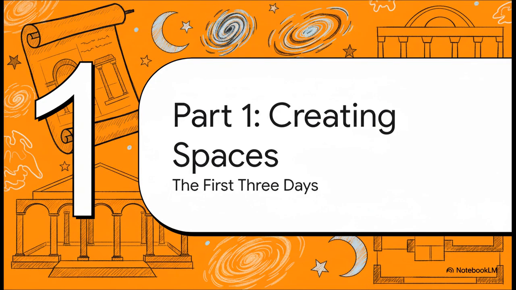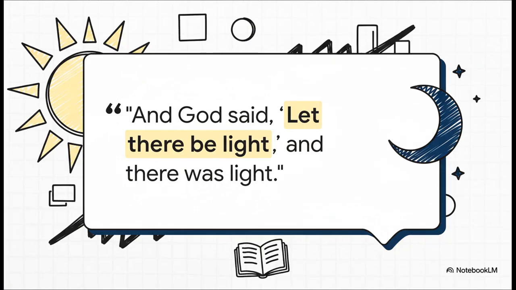Okay, so part one, the first 3 days are all about tackling that formless problem. Think of this as the architectural phase. God is drawing the blueprints and framing out the fundamental spaces of the universe. Now get this. The very first creative act isn't making a thing. It's making a distinction. God's command separates light from darkness, creating the first real boundary in the universe.